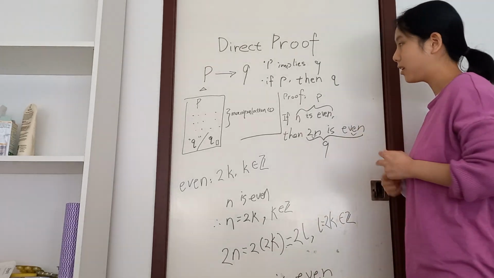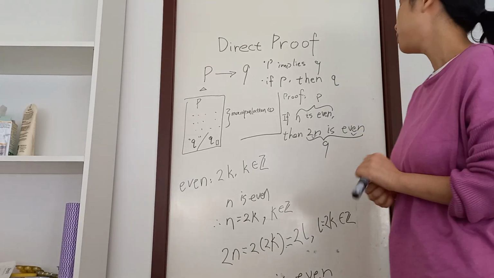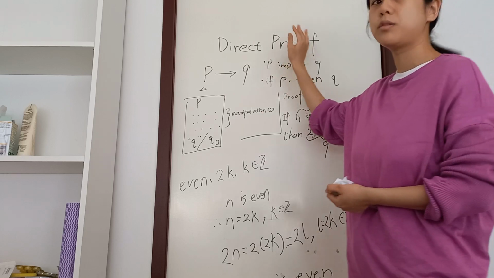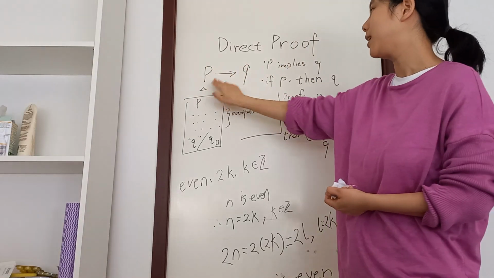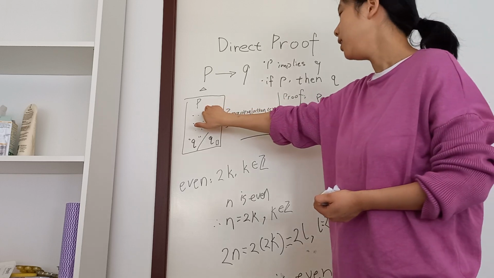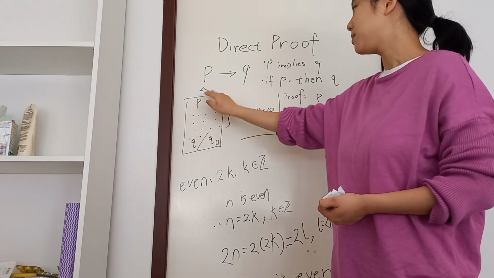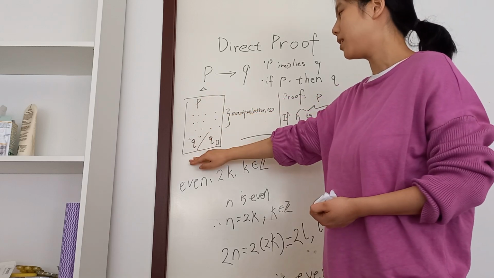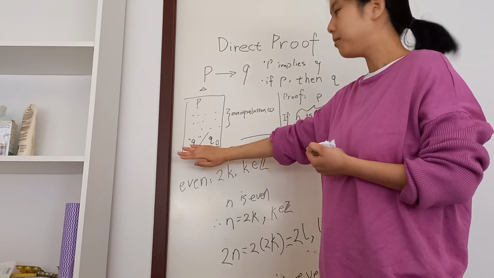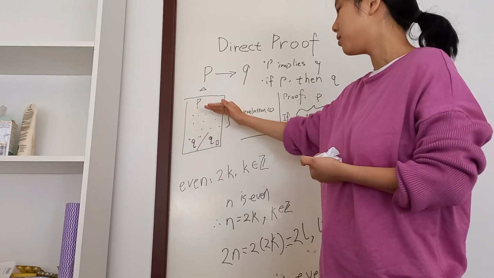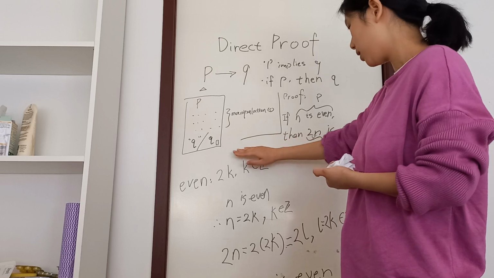Now a quick review of direct proof. When we're trying to prove P implies Q, or if P then Q, we start from P and then do some manipulation based on P to get to a statement where we're pretty sure that Q is correct, or we get to the statement that Q is correct.